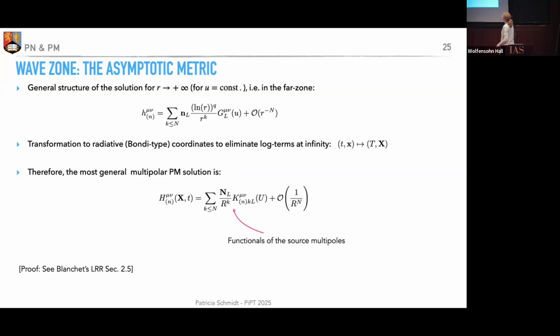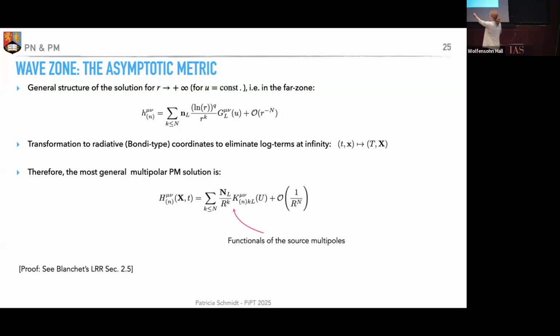And nobody kind of likes log terms, but it turns out we don't need to worry about them, because again, they are actually an artifact of the choice of coordinates we have made at future null infinity. And if you choose a better choice of coordinates to go away from your harmonic coordinates and transform into actual radiative coordinates or Bondi-type coordinates at future null infinity, then these logs disappear. And you get actually quite a simple structure of your waveform, right?